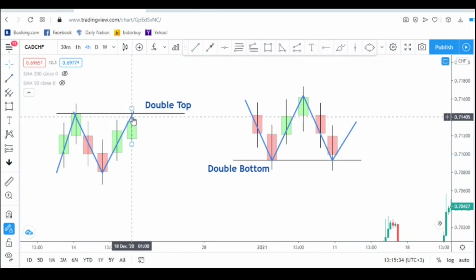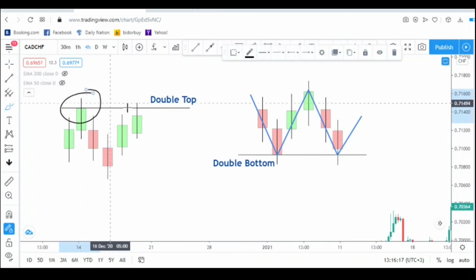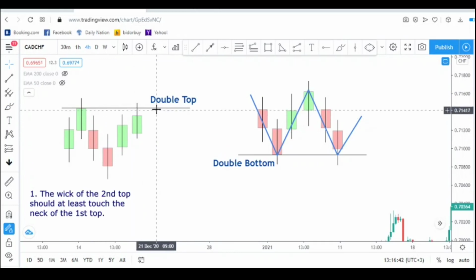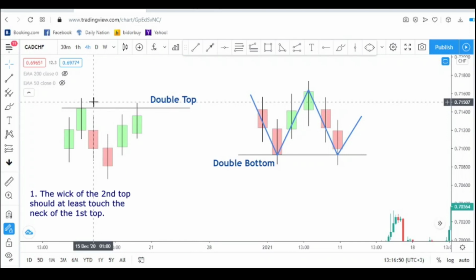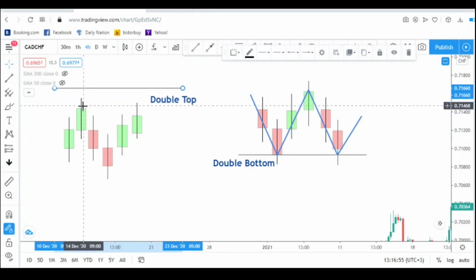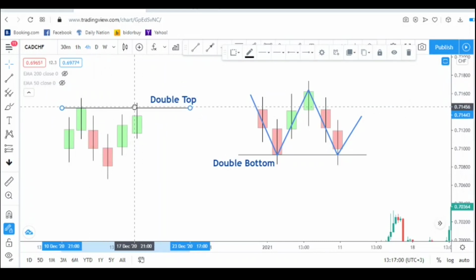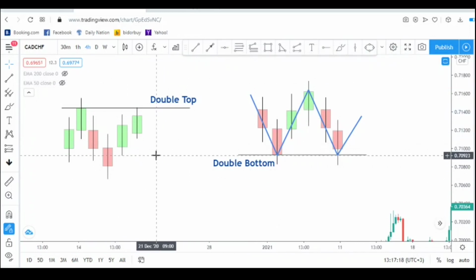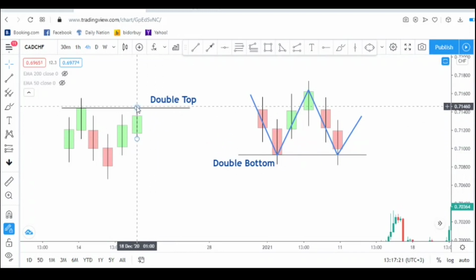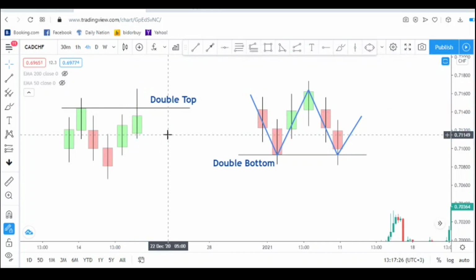And the rules for these double bottoms and double tops: this one is the first top and this one is the second top. The wick of the second top should at least touch the neck of the body of the first top. What do I mean by that? This one is our first top and here is the neck, just at the top of the body. Like this one here qualifies to be a double top. And also if it's like this as well, it qualifies to be a double top.